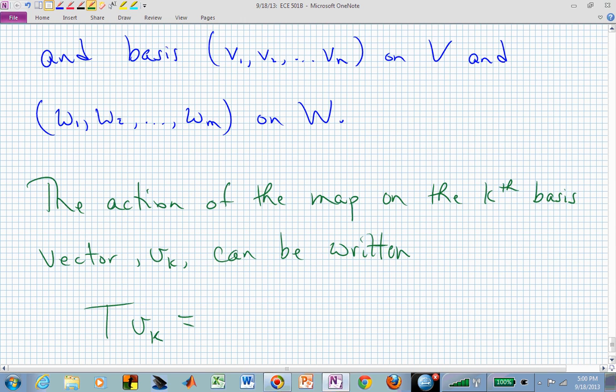Correct? And now I have to go a little bit fancy with the way I label these combinations, because how many of these T V sub k's do I have? Now I have to remember n and m. I have n of those, don't I? I have n of those. And I have m basis vectors in the codomain. So I need to take W1, W2, up to W sub m of those, and now I need to add those up.